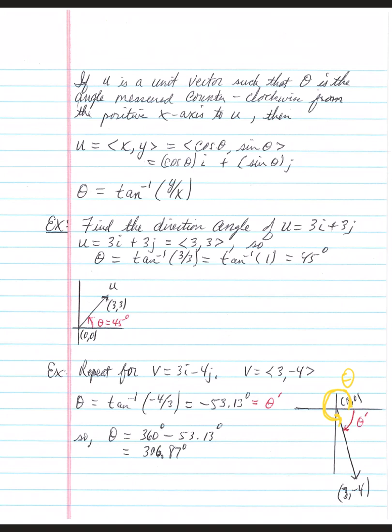Well, how many degrees are in a full rotation? 360 degrees. Very good. So we take 360 degrees, remove that little part, and we get the angle that's marked in yellow here as 306.87 degrees.